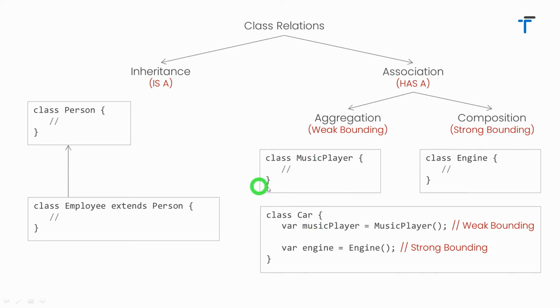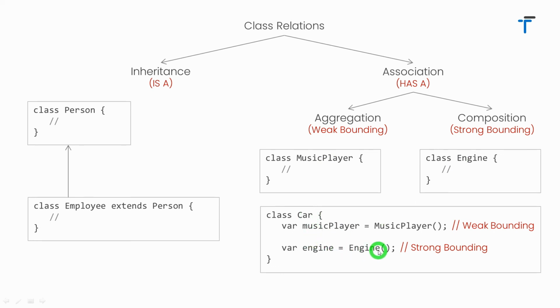But the observable thing is there can be a MusicPlayer without a Car. It means the MusicPlayer can exist, we can use that one and you can enjoy that one. And there can be a Car without a MusicPlayer. It means there is no strong bonding between the MusicPlayer object and the Car. It is having a weak bonding here. So that's why we can say the Car and MusicPlayer have the relationship or association that is called aggregation.